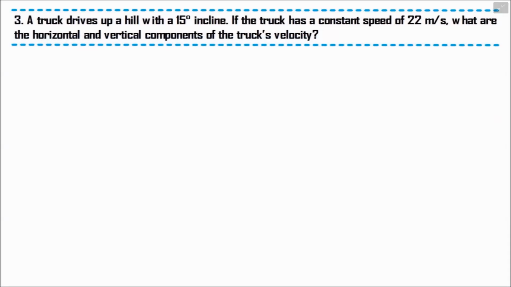Hello, welcome everyone. In this question, it says a truck drives up the hill with a 15-degree incline. If the truck has a constant speed of 22 meters per second, what are the horizontal and vertical components of the truck's velocity? So if the truck is moving with the 15-degree incline, that means the velocity also has 15 degrees. It makes our vector, which is velocity equals 22 meters per second, with the angle theta of 15 degrees.